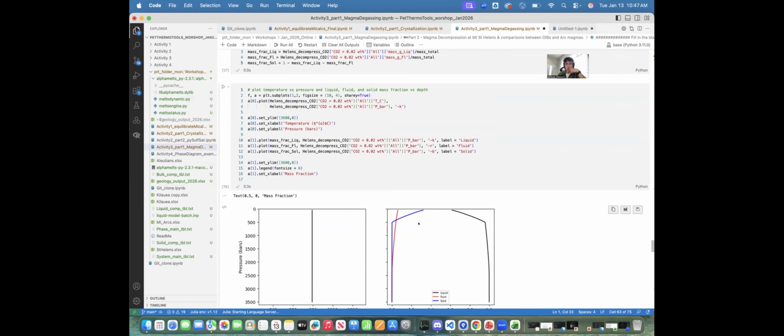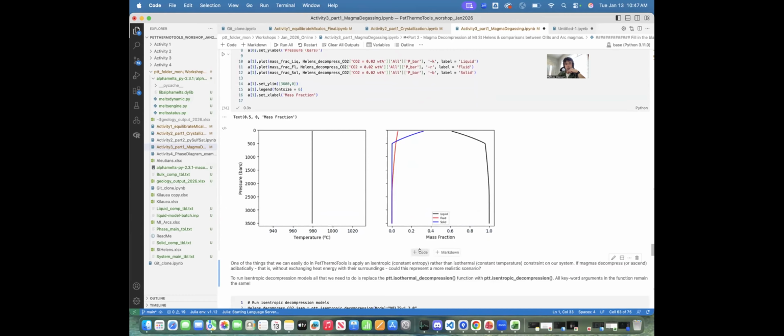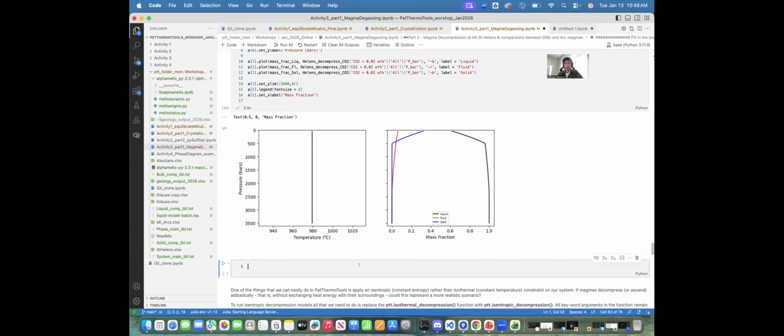And so you can see that in terms of the system mass, the liquid is decreasing very slightly as solids start to precipitate even from around 2000 bars. And actually that decrease in liquid, as the fluid exsolves from 2000 bars, but then a major decrease in the liquid mass fraction occurs as solids actually start to precipitate from the system in the final 500 bars of magma decompression.